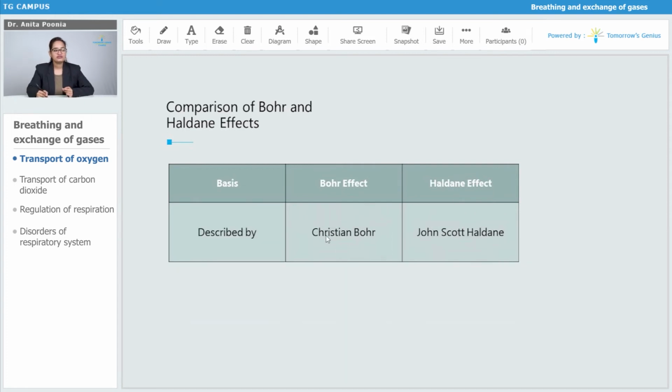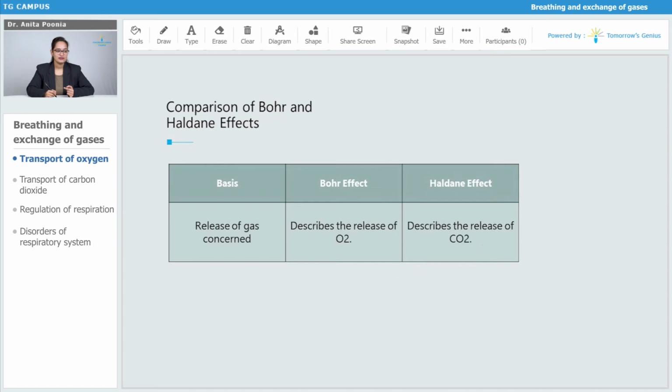Now, Bohr's effect was described by Christian Bohr and the Haldane effect was described by John Scott Haldane. The Bohr's effect occurs at the metabolizing tissues and the Haldane effect occurs in the lungs. As far as the release of the gas is concerned, the Bohr's effect describes the release of oxygen, whereas the Haldane effect describes the release of carbon dioxide.